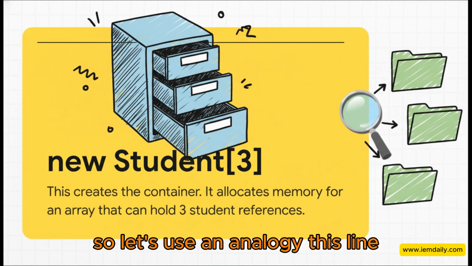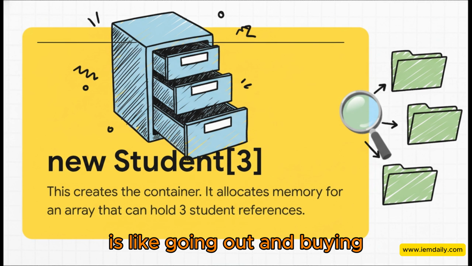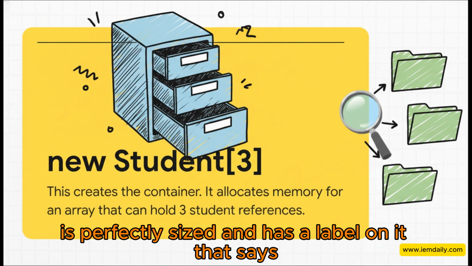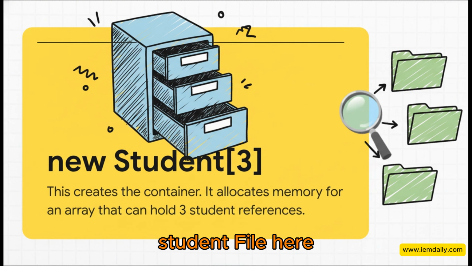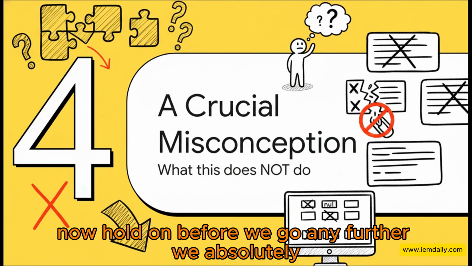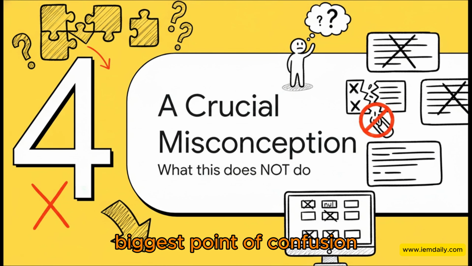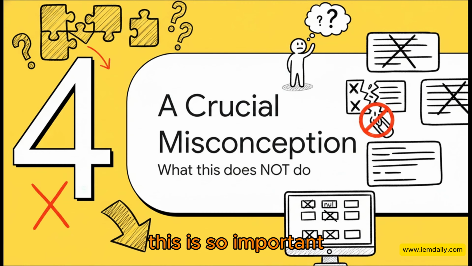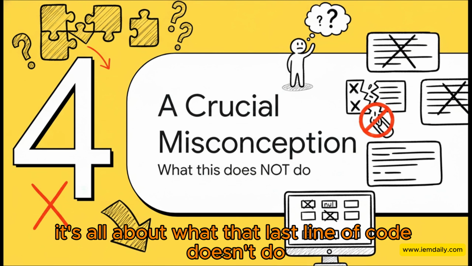So let's use an analogy. This line is like going out and buying a brand new filing cabinet with 3 empty drawers. Each drawer is perfectly sized and has a label on it that says student file here. Now hold on. Before we go any further, we absolutely have to talk about the single biggest point of confusion for pretty much everyone learning this. This is so important. It's all about what that last line of code doesn't do.